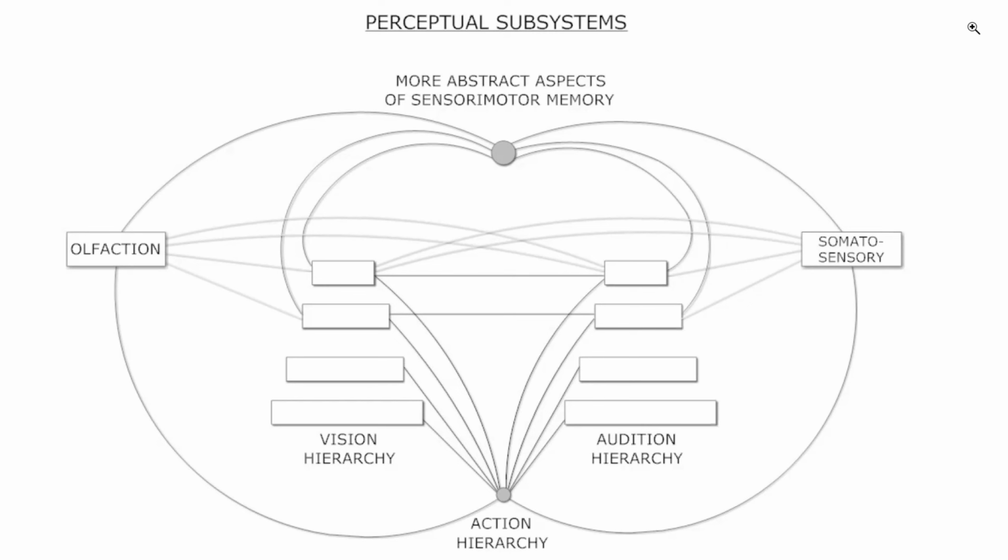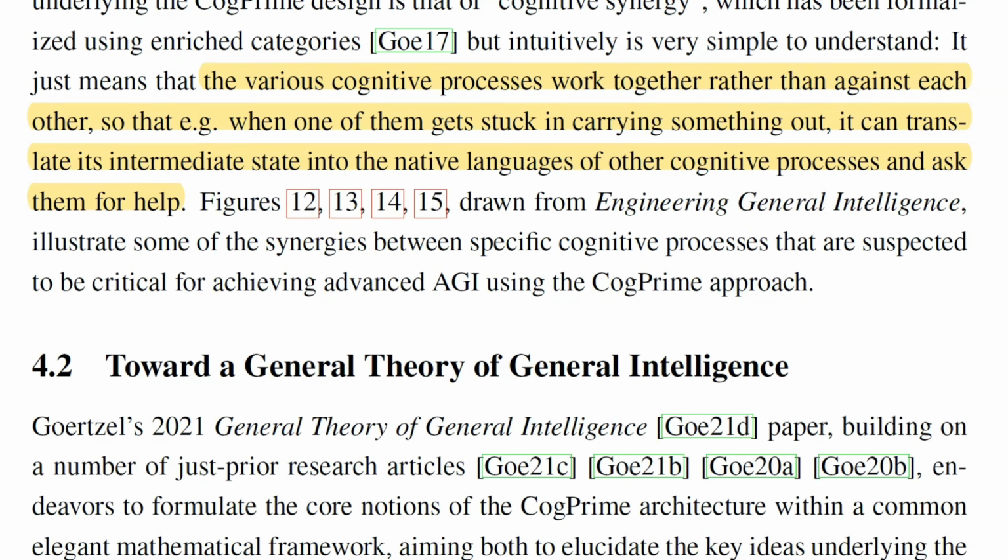Now, as the paper states, the various cognitive processes work together rather than against each other, so that, e.g., when one of them gets stuck in carrying something out, it can translate its intermediate state into the native languages of other cognitive processes and ask them for help. Which is basically how the human brain works as well. Information gets processed, and if it gets stuck, it gets forwarded to a different area of the brain.